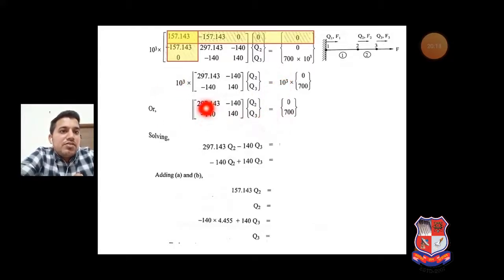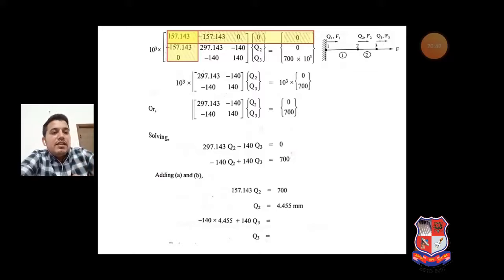As per this conclusion, first row, first column, first component, we can write down that 297.143 q2 minus 140 q3 is equal to 0. And the second formulation, minus 140 q2 plus 140 q3 is equal to 700. So this is the one formulation. By using this formulation, we conclude that q2 is equal to 4.455 mm. So this is the one displacement.